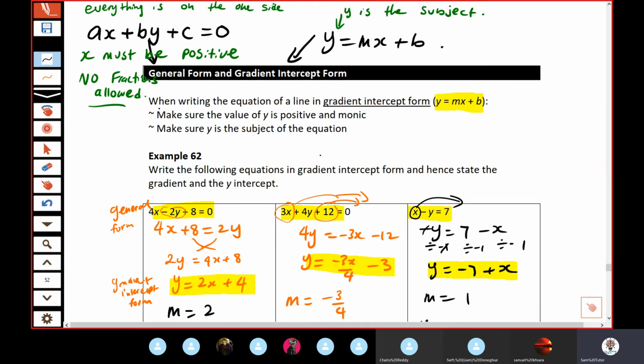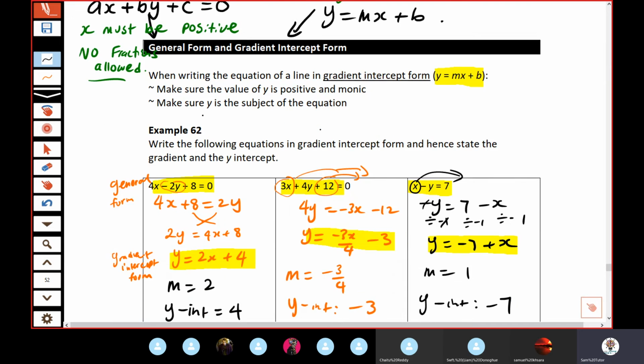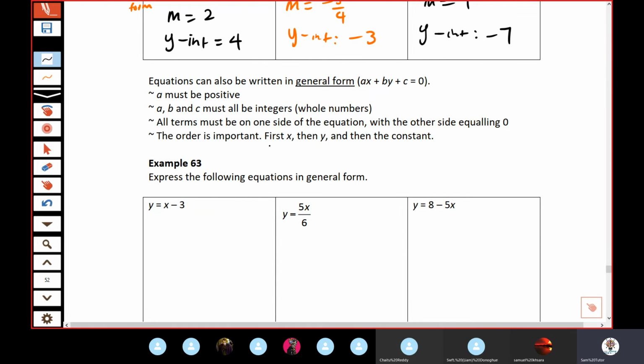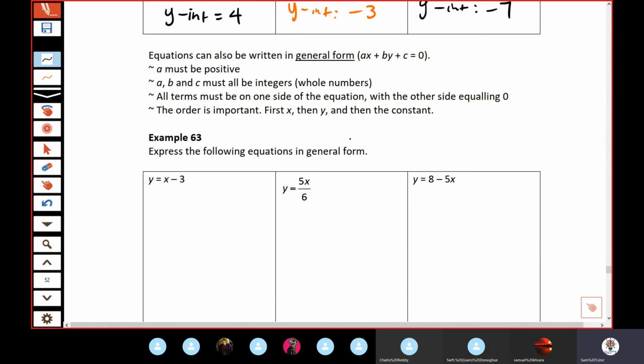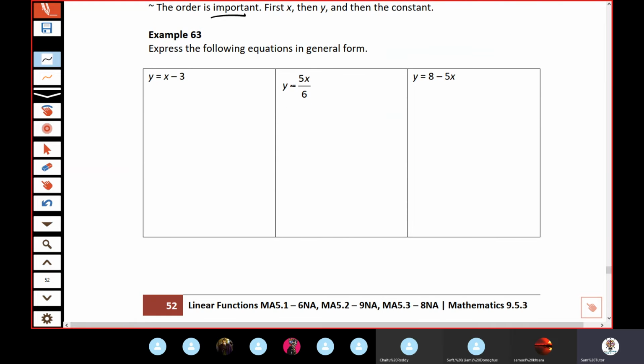All right. Now let's try the general form. So general form, everything is on the one side, and x must be positive. That's our aim. And then no fractions allowed. I'll show you how to get rid of your fractions. But everything on one side, x must be positive. The order is important: first x, then y, which is why I said x must be positive. All right, let's do it. Express the following equations in general form.